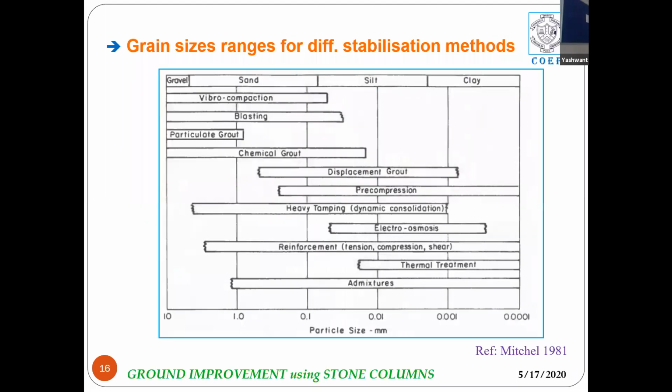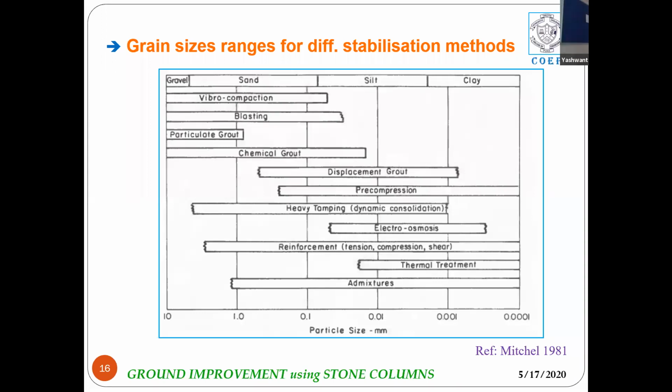Later on, in 1981, Dr. Mitchell gave the different methods or techniques that can be adopted depending upon the grain size, the particle size of the soil at the site. At the top in the graph, you can see gravel on the left and clay on the right, and the various methods that existed in 1981. So he has listed them out for gravel to sand soils: vibro compaction, blasting, particulate grout, chemical grout, etc.